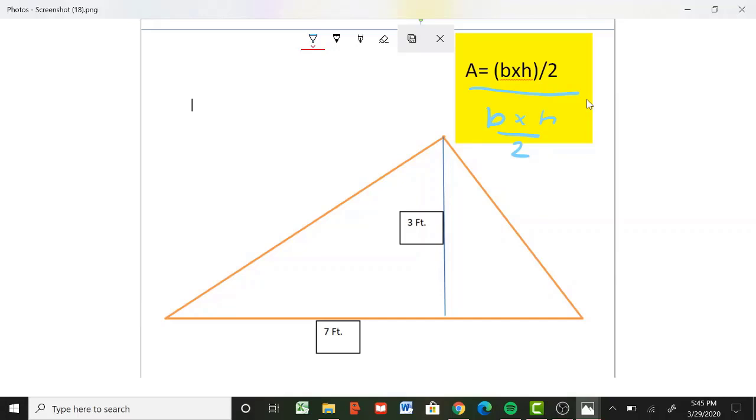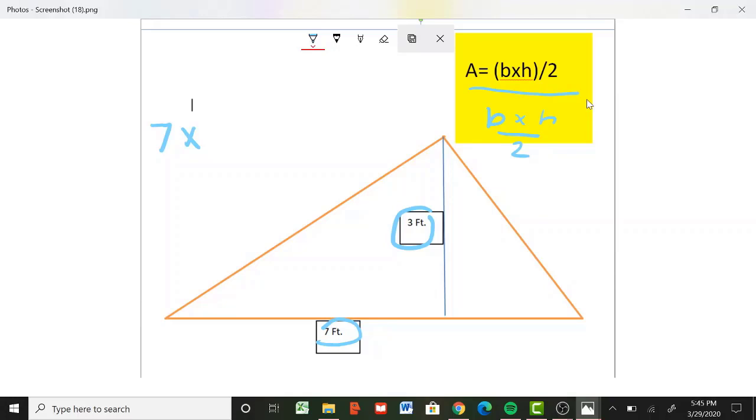So if we were to use our formula to find area, we would do 7 as our base down here, 7 times our height, which is 3. The height is the distance from the top to the bottom, the highest point of the triangle to the base. Okay? So sometimes the height will be inside the triangle, and sometimes the height will be outside of the triangle. So it's always important to look at that.